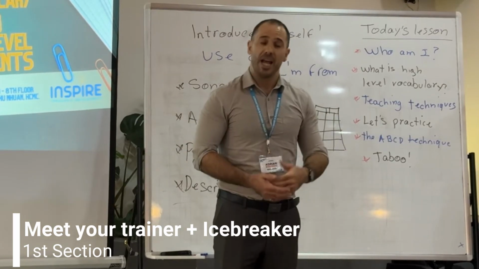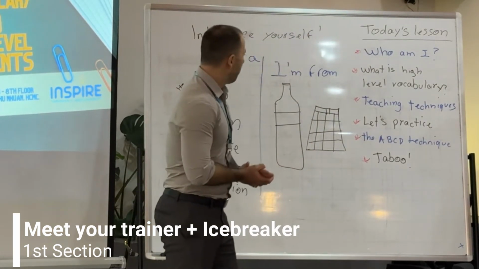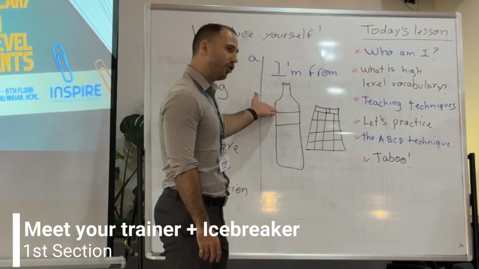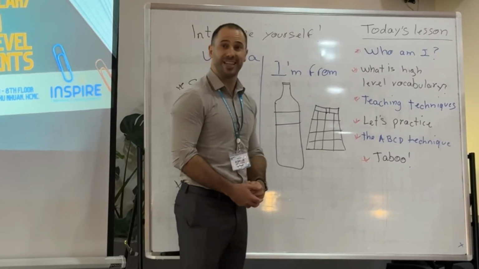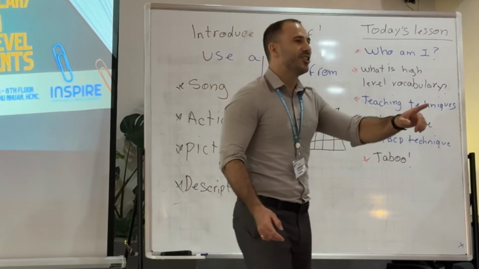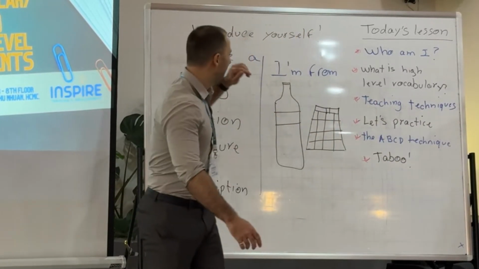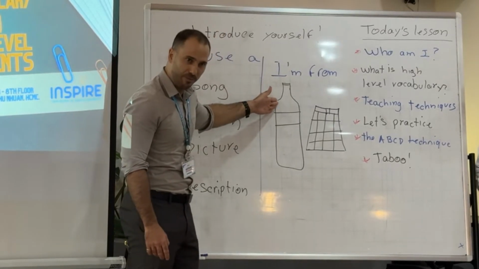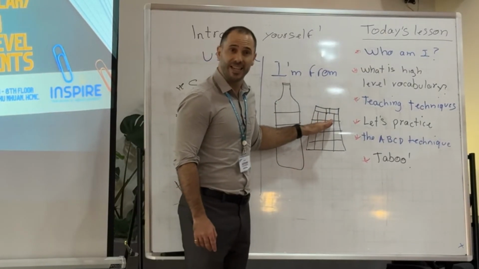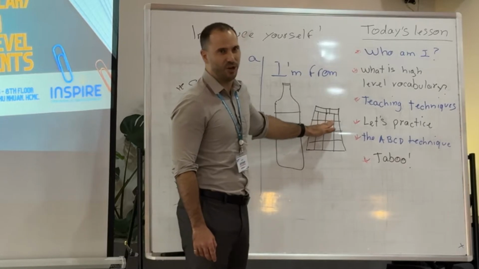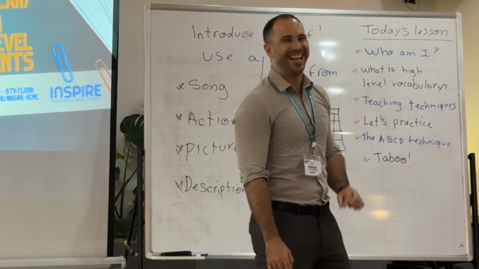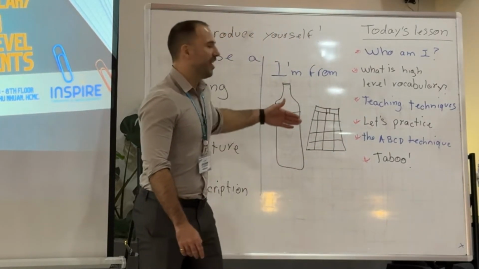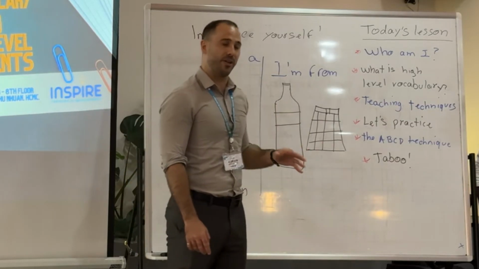For example, my name is Adrian. I'm from, and here I've got a bottle and this picture. Can anyone guess where I'm from? Scotland. Scotland, very good. So this is a whiskey bottle, and this is a kilt, and it's the traditional costume that we wear in Scotland.